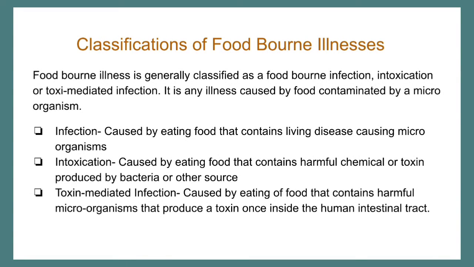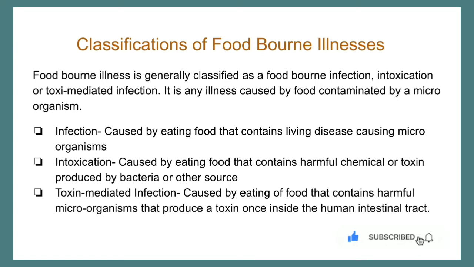Alright, so now we can move on to the classifications of foodborne illnesses. Now, the illnesses can be classified into 3 types. So it's either foodborne infection, foodborne intoxication, or toxin-mediated infection. And it is important to note that these illnesses are caused by food becoming contaminated by a microorganism.